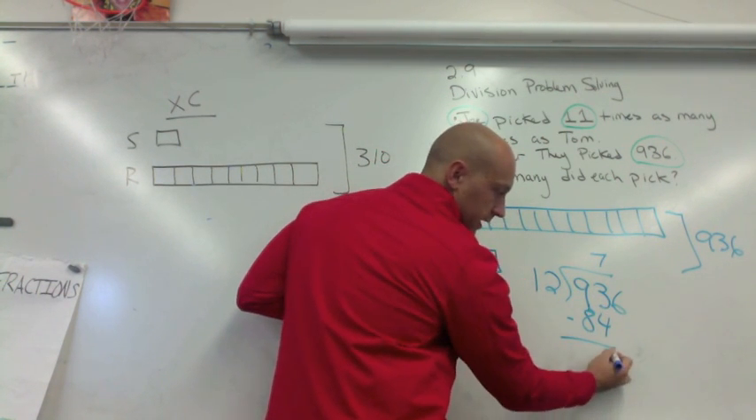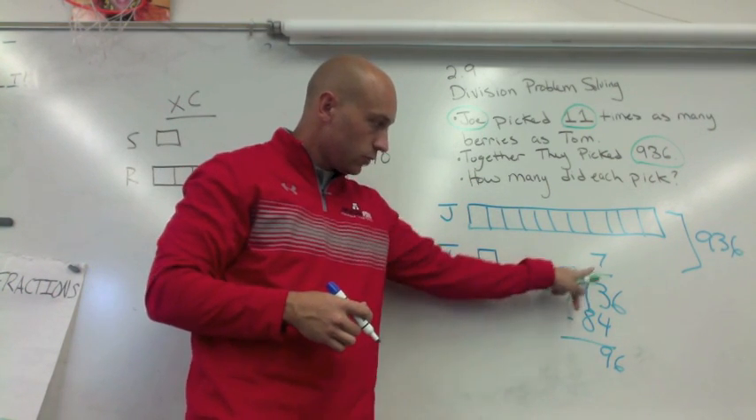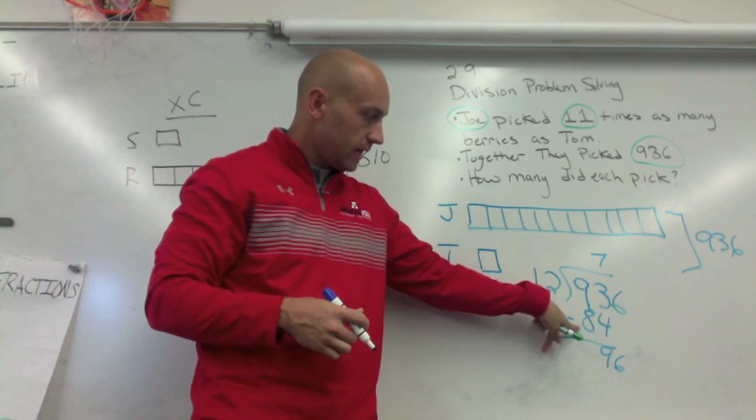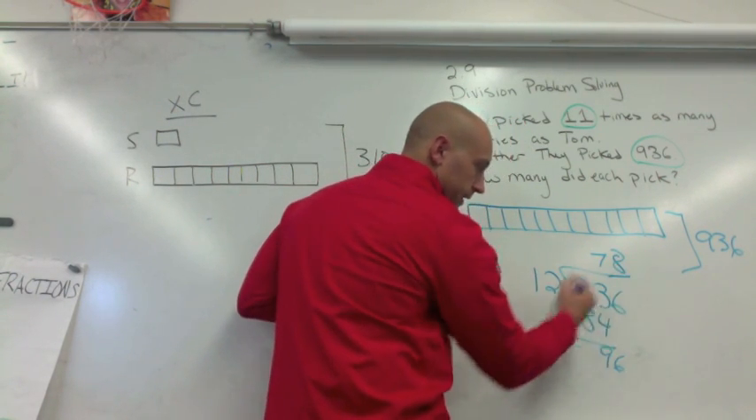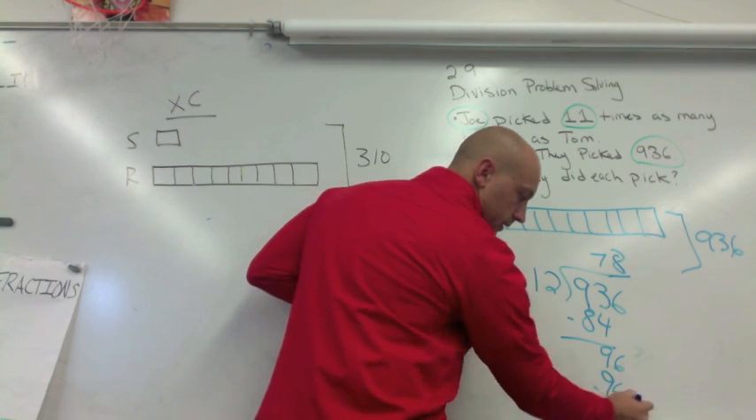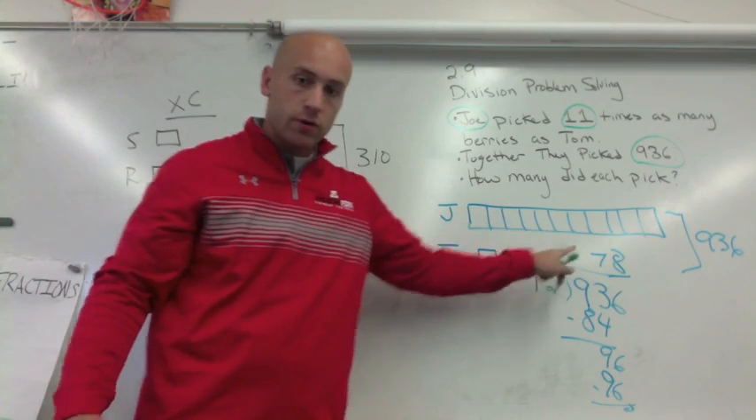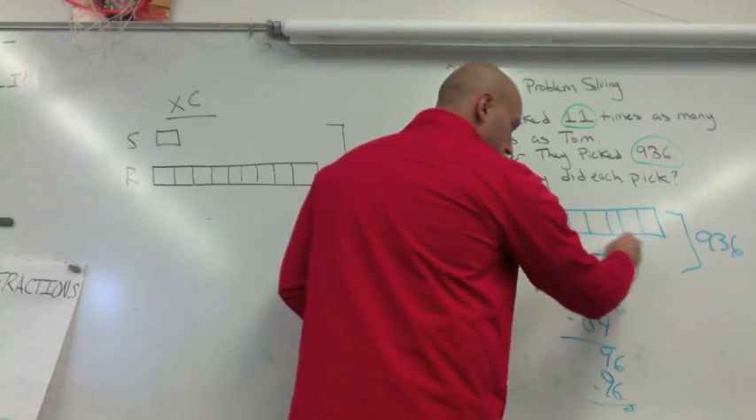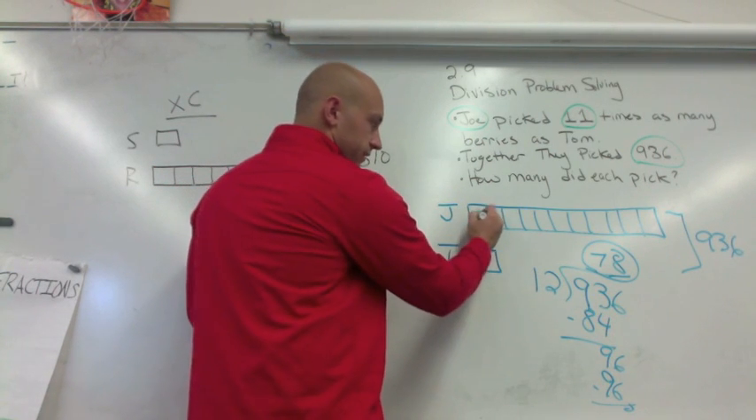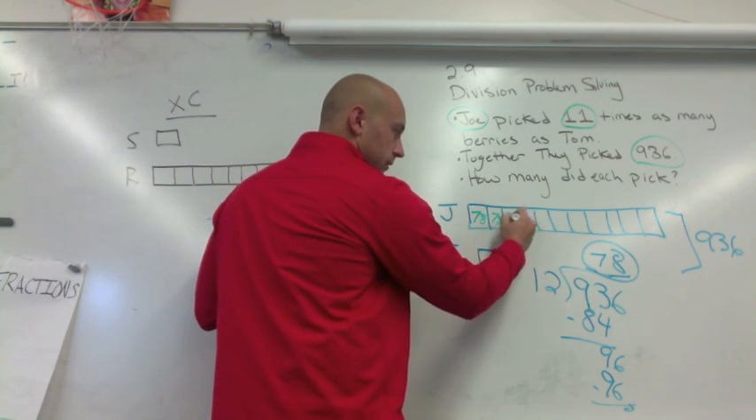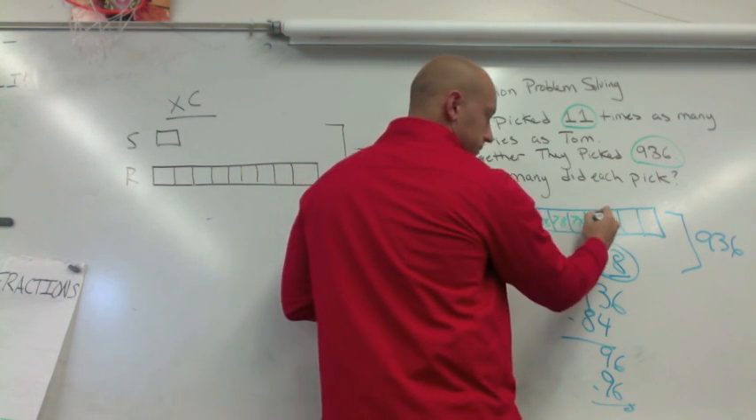We subtract, we get 9, bring down the 6. And 12 could go into 96 one more time than 84, so it would be 8. So it would be 78. 8 times 12 is 96. And we do not have a remainder. So this 78, this quotient that we just found right here, is the number that's going to go into every box. So 78, 78, all the way across in every box.